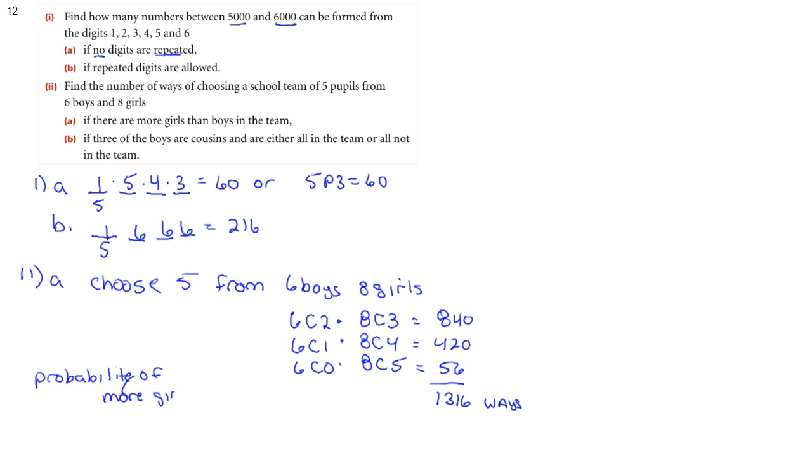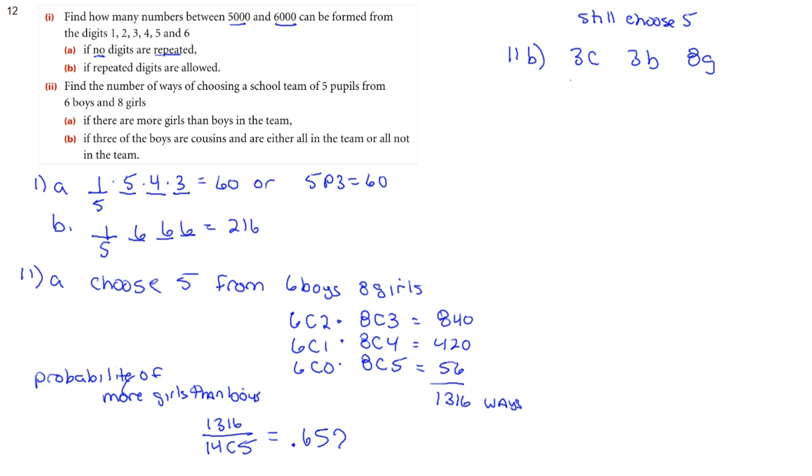Now, keep in mind what they love to do is make these into probability questions also. Right now, I've got the number of ways to have more girls than boys on a committee. All I've got to do is divide that by the number of ways to choose 5 people out of 14 people, which is going to end up being 0.657. Now, they didn't ask this question, but I'm just throwing this in. That's extra.